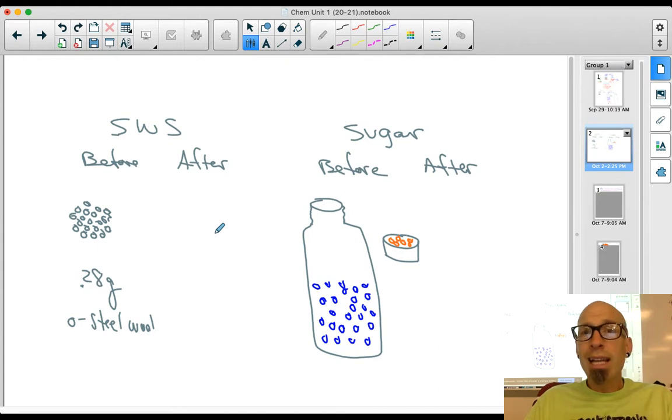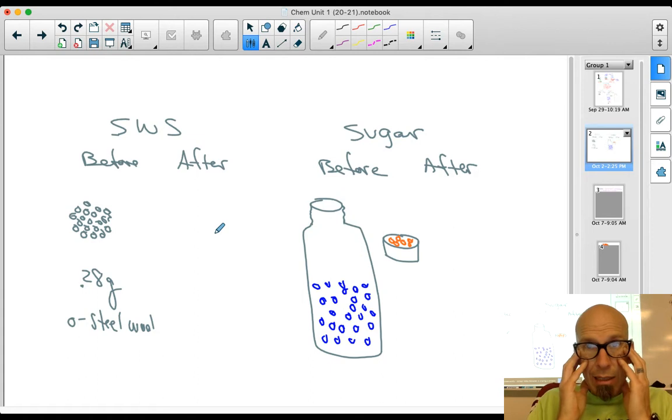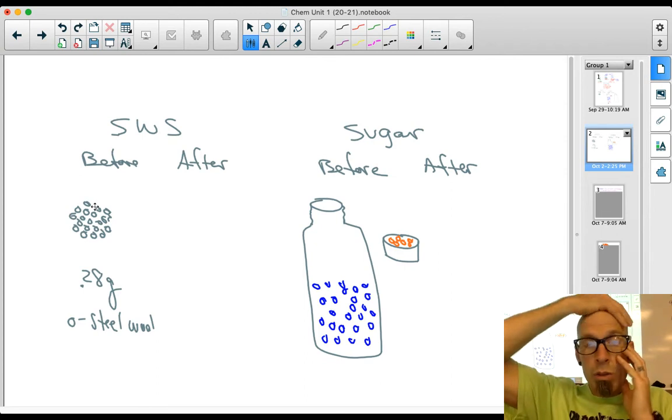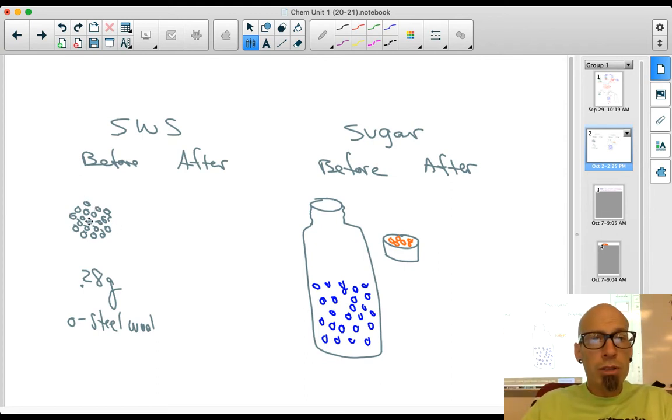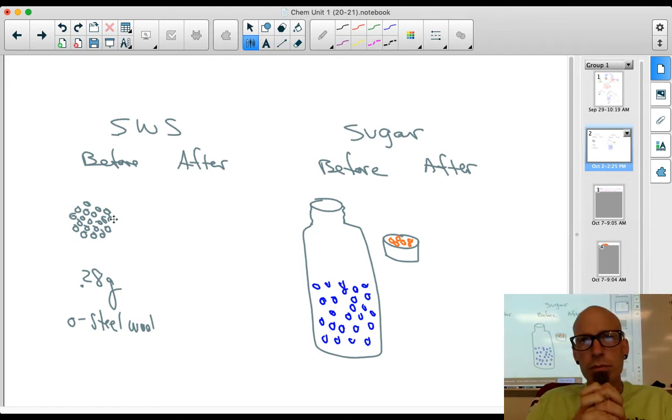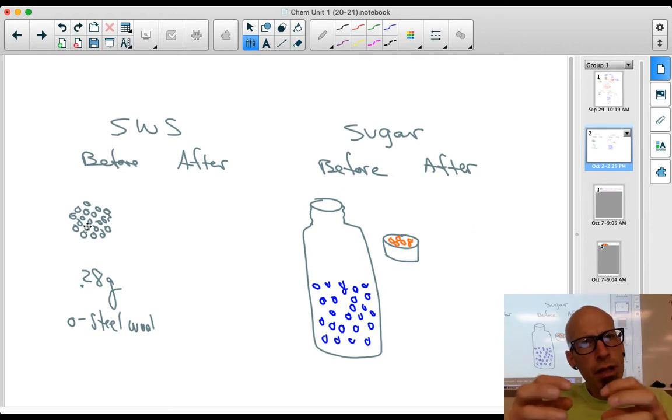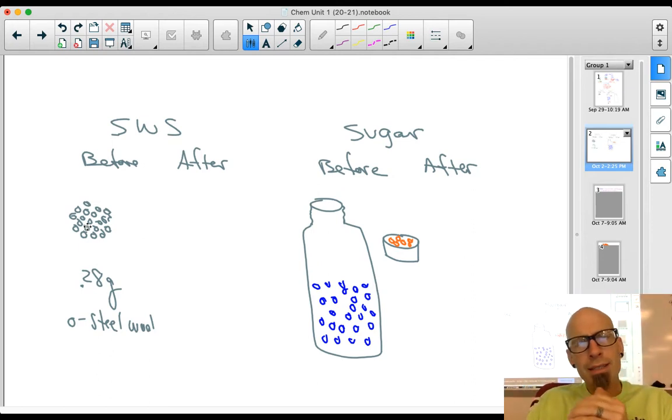Now, some folks had the mass go up. I don't know how exactly you describe that. That's a tough one. How did fluffing the steel wool make the mass go up? Which means there's got to be more particles there after than before. Well, more particles of what? Did you gain steel wool when you fluffed it up? Is there more steel wool there after you fluffed it up than before? Well, that doesn't make sense. You didn't add more steel wool to it. So where could it have come from?